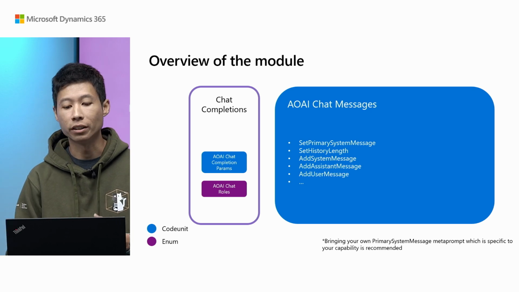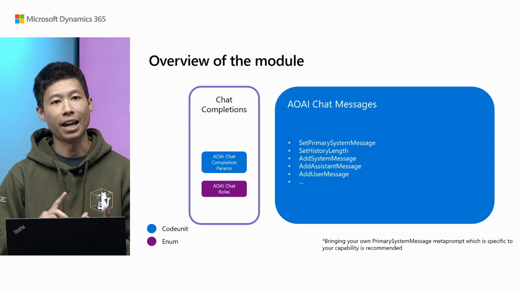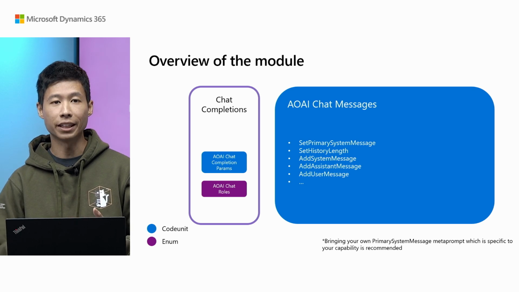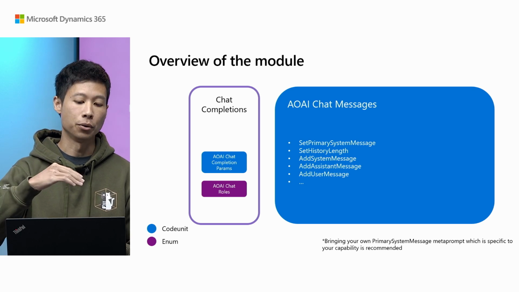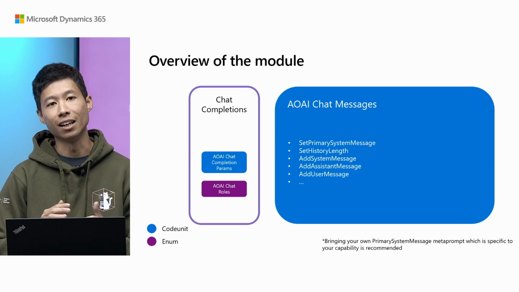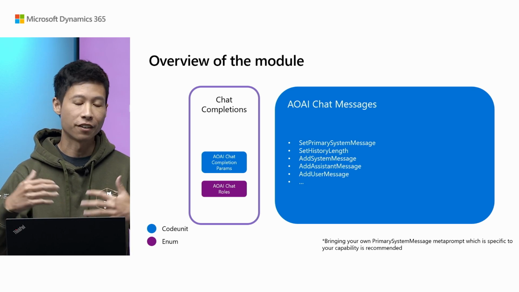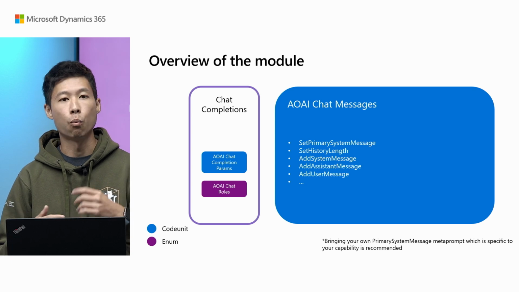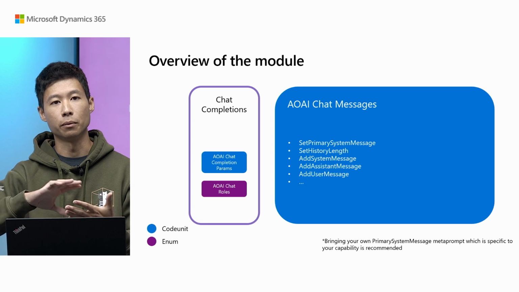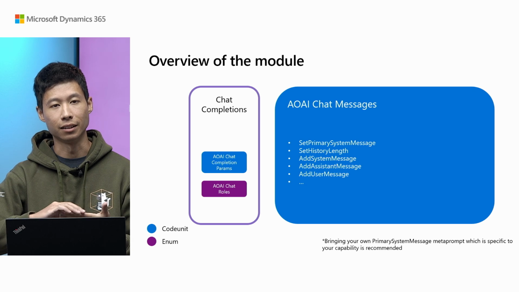You can set how long the history length of the messages you would like. You can add additional system messages, assistant messages, and user messages. The key thing to note is that when you set a primary system message, it will always be included regardless of the length that you specify. So for example, if you specify a length of 5, one of those 5 will always be the primary system message, and then we will take the last 4 messages that you add in the list.